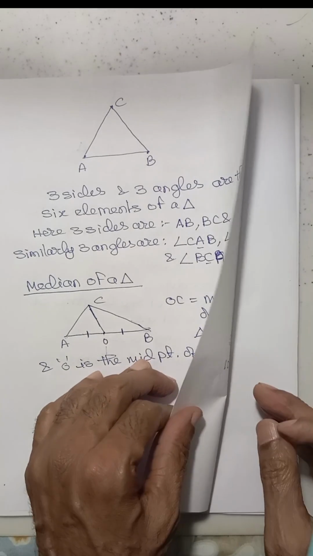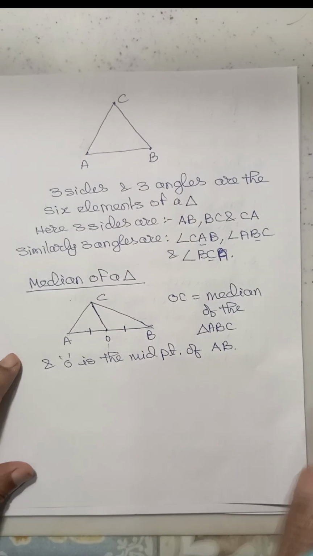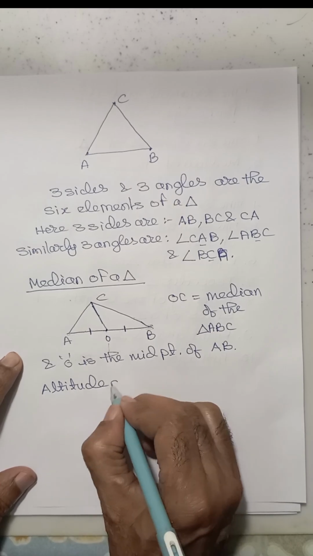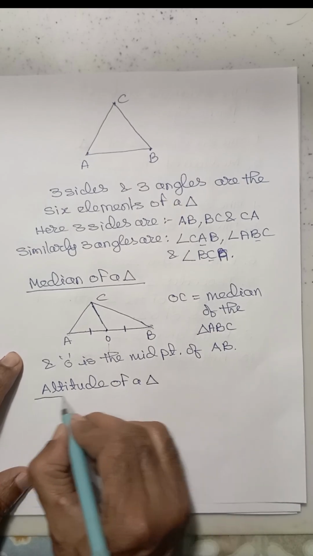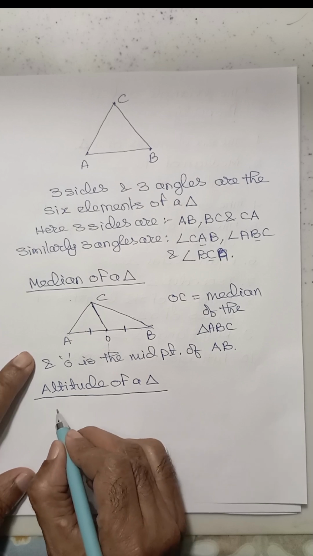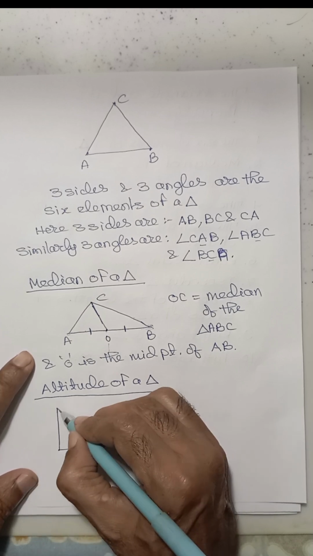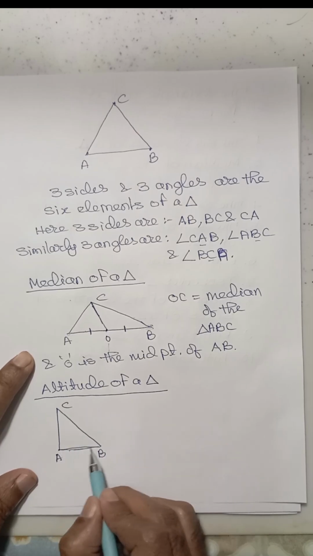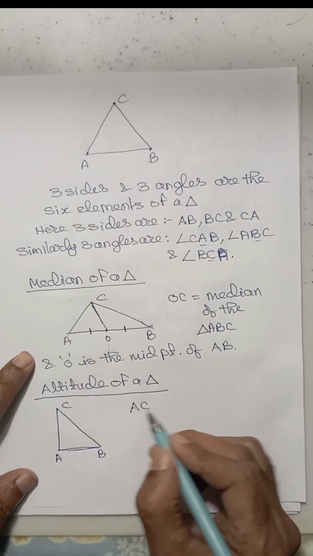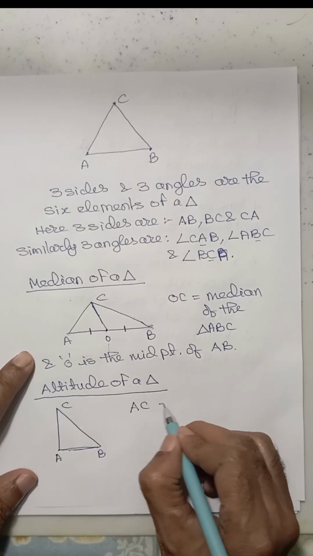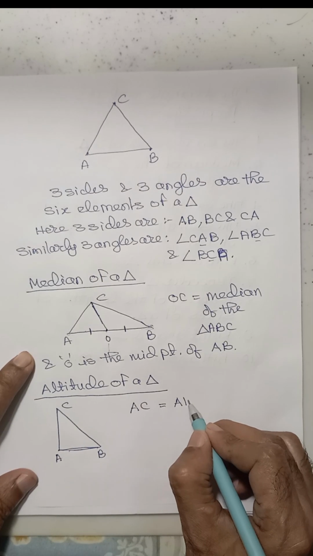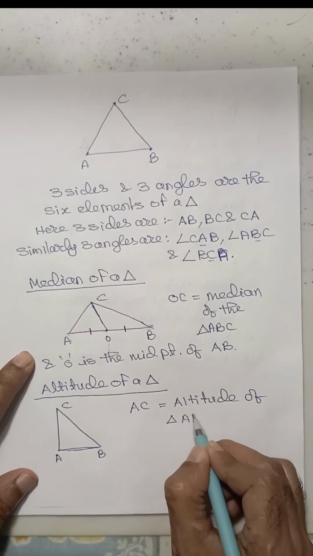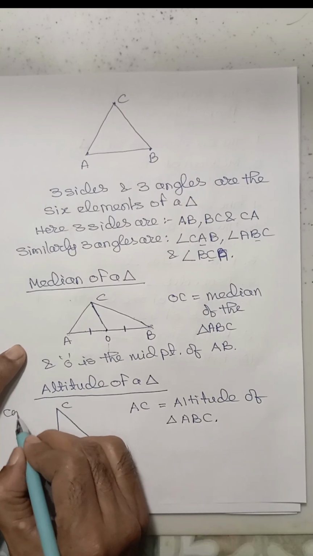Now we'll come to the third topic, altitude of a triangle. So suppose there is a right angled triangle ABC. Now AC is perpendicular to the base. So AC will be the altitude, meaning height, of this triangle ABC. This was case 1.